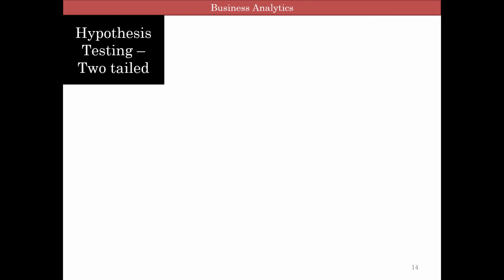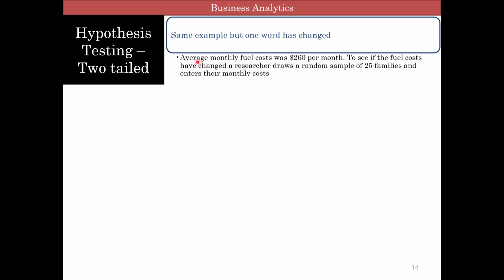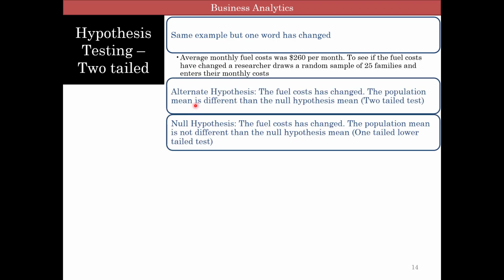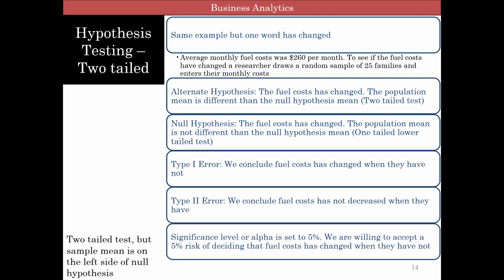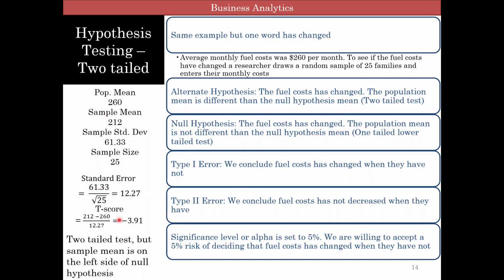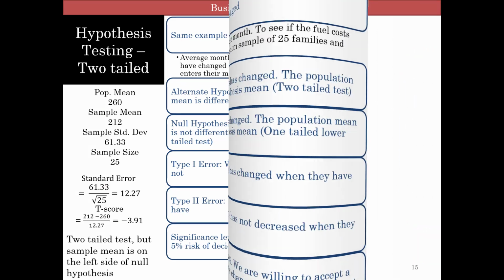And finally, we're going to look at a hypothesis testing two-tail test when your sample mean is to the left, right? Here we are looking at fuel costs have changed from the same example rather than decreased. We are saying population mean is different, right? So here we go with this data, but sample mean is on the left-hand side, right? So now we are looking at alpha by 2.